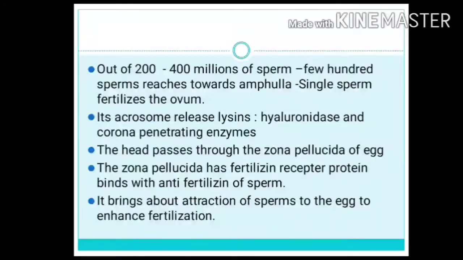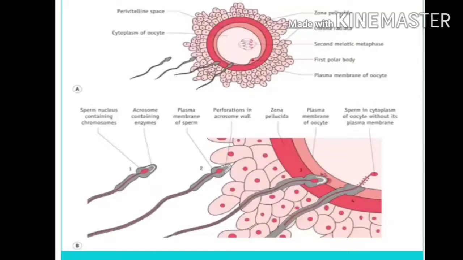They separate and dissolve the cells of the corona radiata, so the sperm head passes through the zona pellucida of the egg. The zona pellucida has fertilizin receptors, and the fertilizin binds to a specific acid protein, the antifertilizin of sperms. It brings about attraction of sperms to the egg to enhance fertilization. Fertilizin and antifertilizin interaction is species specific, thus the fertilizin-antifertilizin reaction is also called the compatibility reaction. See in the diagram how the sperm comes in contact with the ovum.